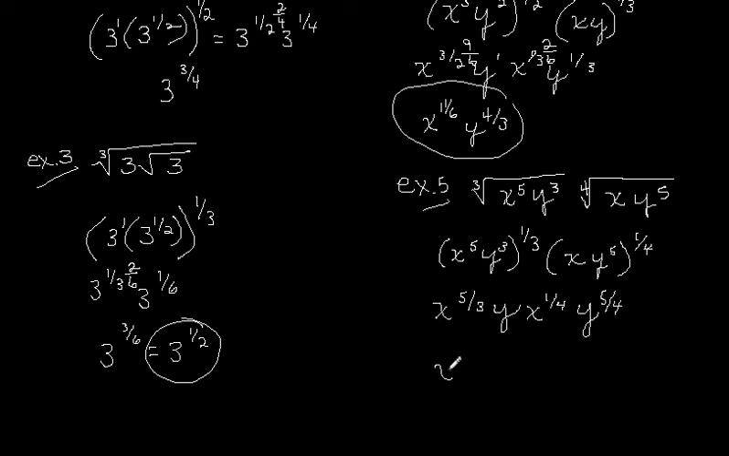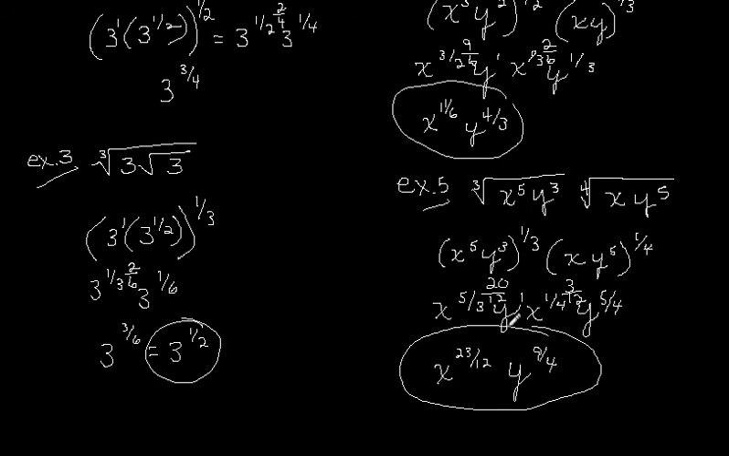So we add x to the 5/3 and x to the 1/4. Let's find our common denominator, 12. I like to do it the old-fashioned way. It would be 23/12. And then we do our y. So this is y to the 1, that would be 4/4, and 5/4 would give us 9/4. And that's your final answer. Alright, that's it for lesson 46.